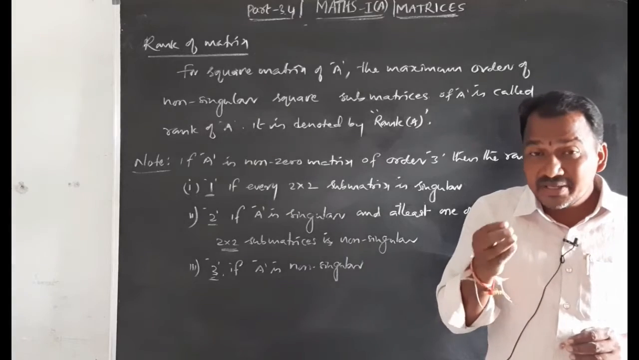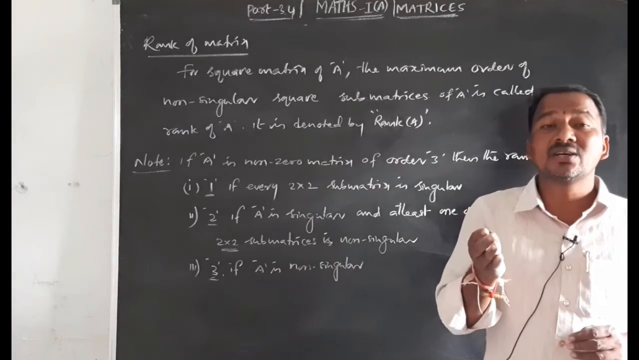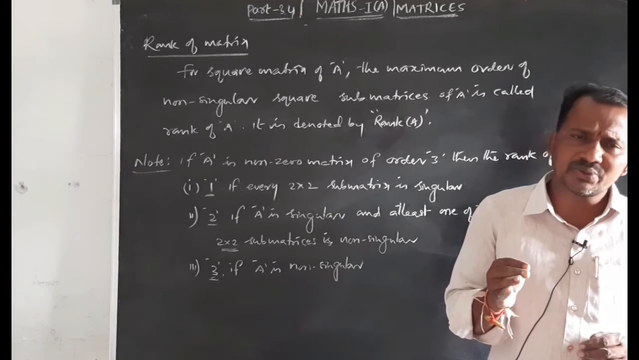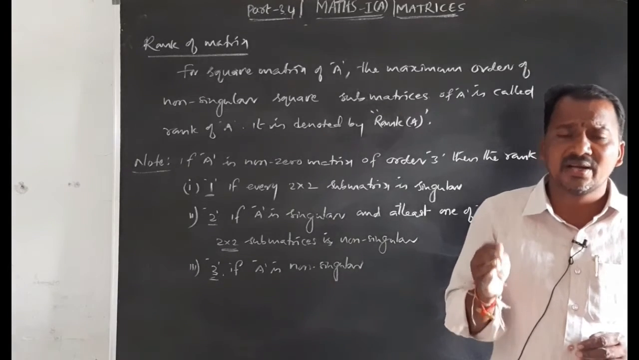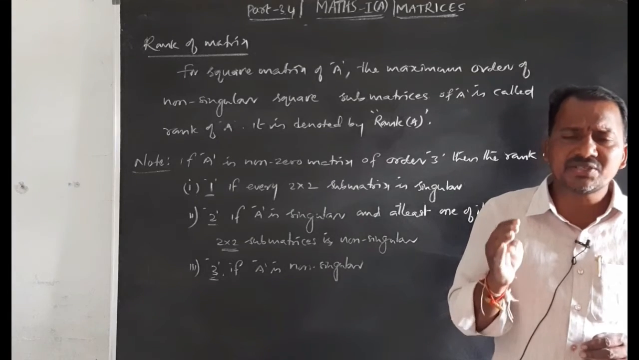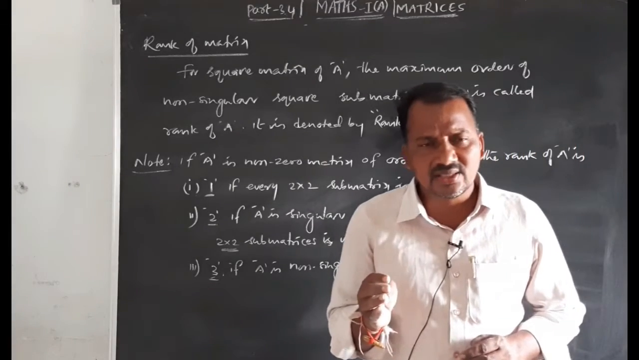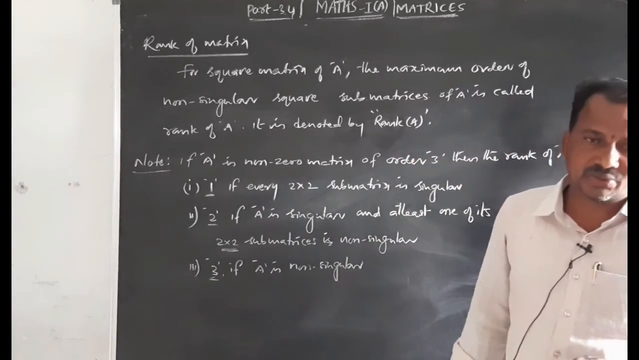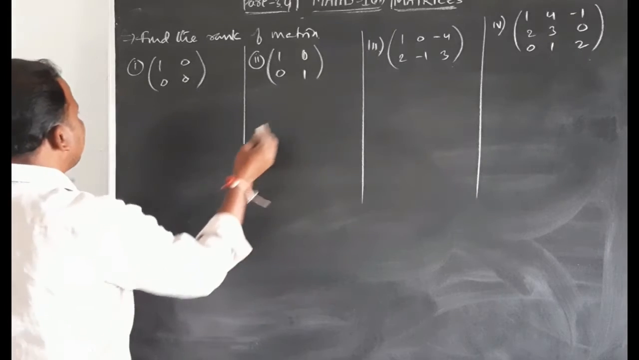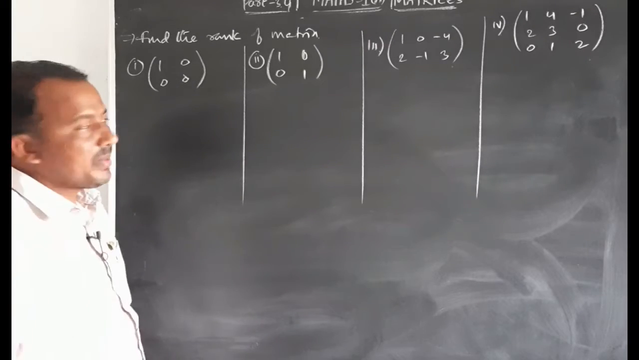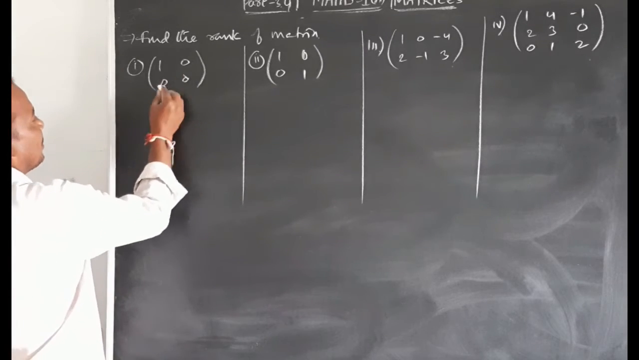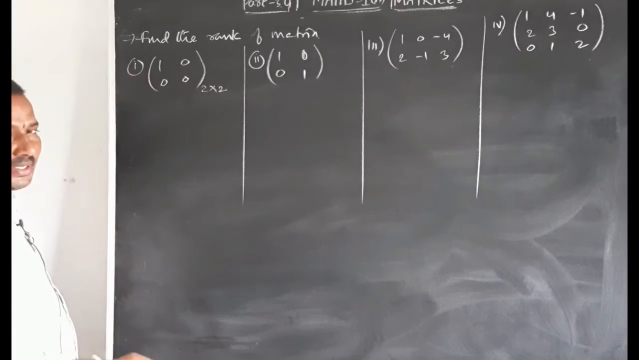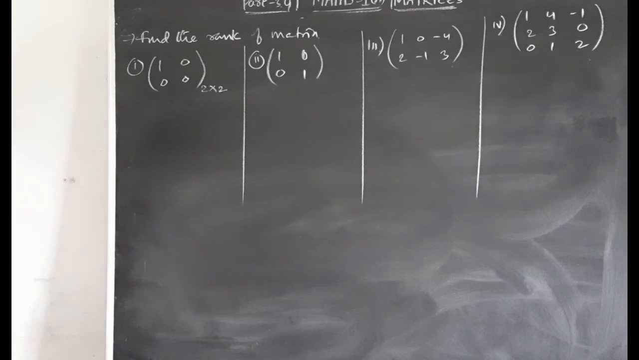Then if the determinant is 0, you take 2 by 2 submatrices; if at least one 2 by 2 submatrix is non-singular, then rank of A equals 2. Now let us find the rank of matrices. The first one is 1 0 0 0. It is a 2 by 2 matrix, order 2 by 2.